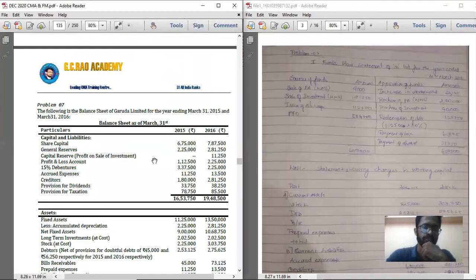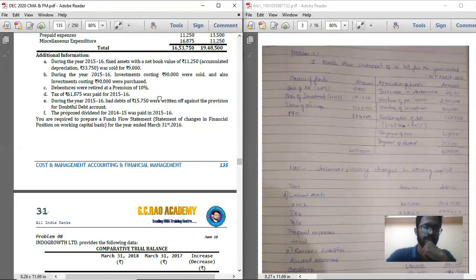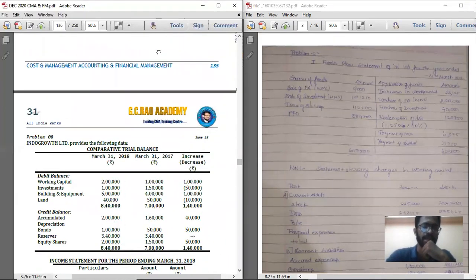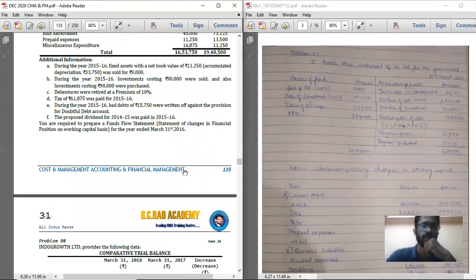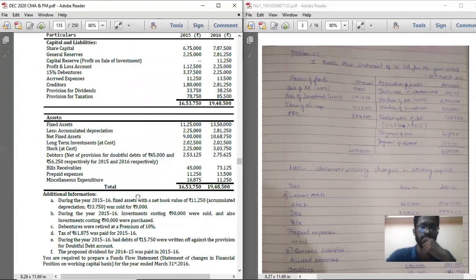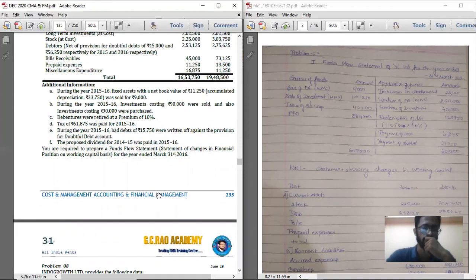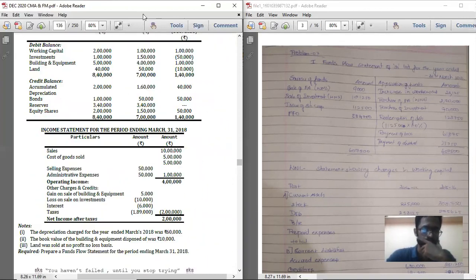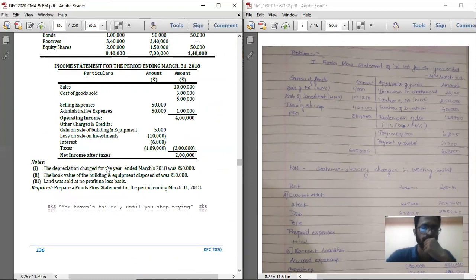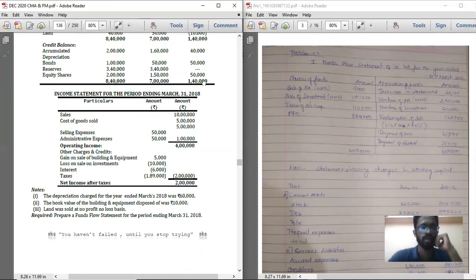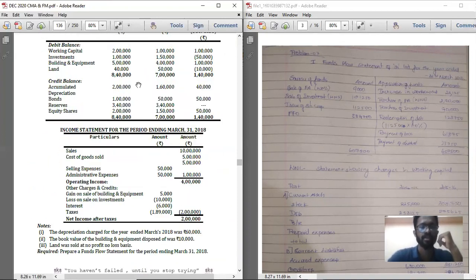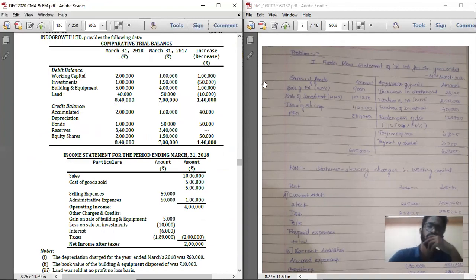Problem number 7. 7 and 8 are the same sums. Like 8, they asked in the exam. If you solve both, two sums are there; either of them you can solve, and the other as well. There are not very big entries, that is adjustments, in problem number 8, so you can solve it on your own, because there are no adjustments. Just take down the values and copy them. That's all.